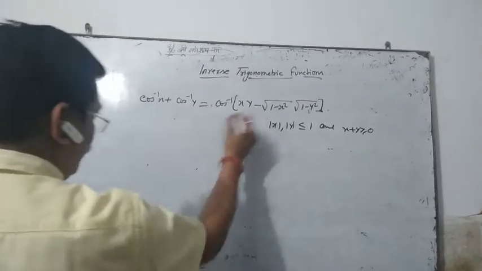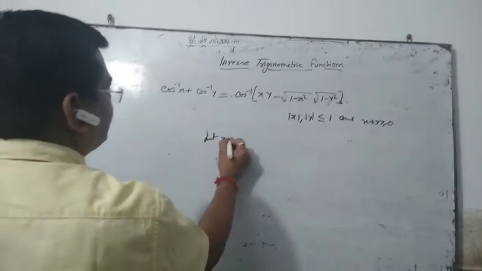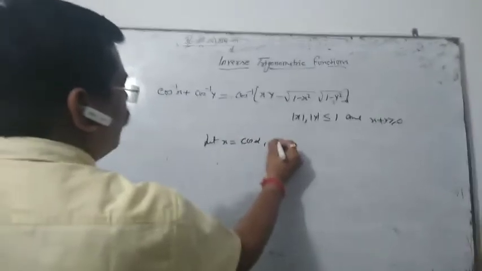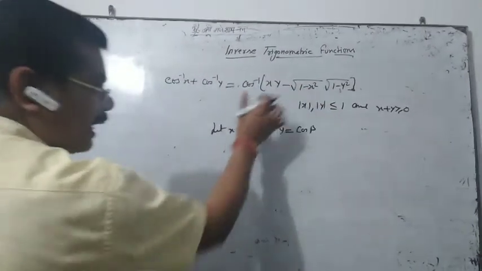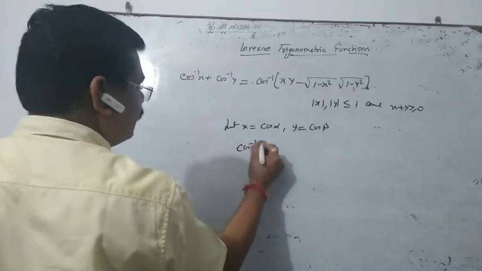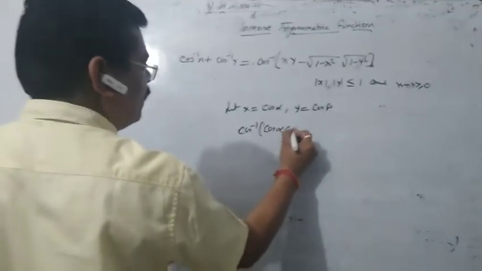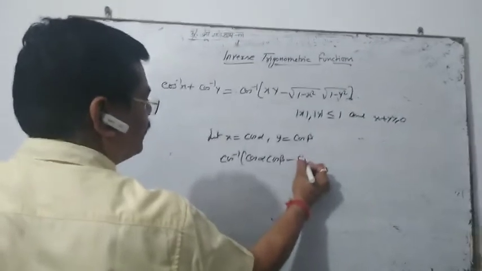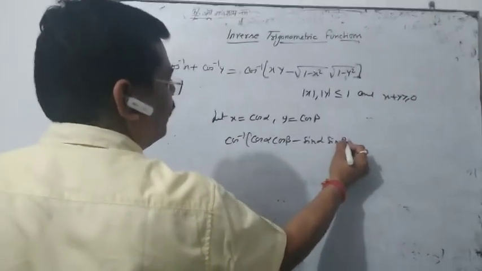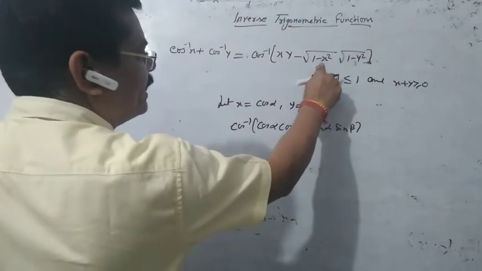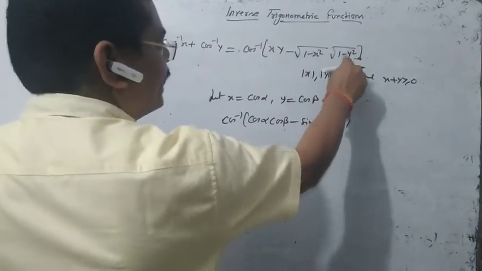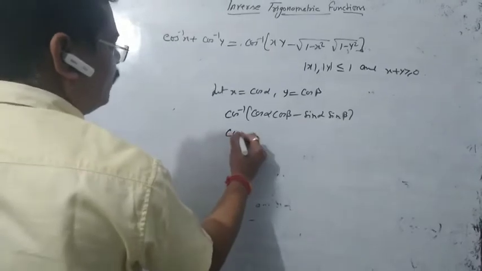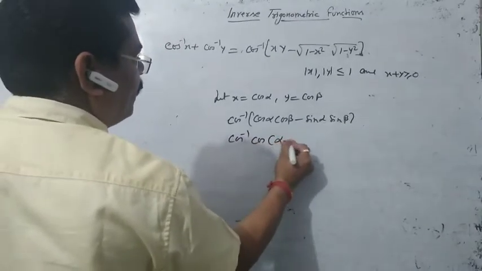How to prove it? Let x equal cos alpha and y equal cos beta. Putting the values of x and y in the RHS, we get cos inverse of cos alpha cos beta minus sin alpha sin beta. Because 1 minus cos square alpha is sin square alpha, its root is sin alpha. 1 minus cos square beta is sin square beta, so the root is sin beta. This is the formula of cos of alpha plus beta.